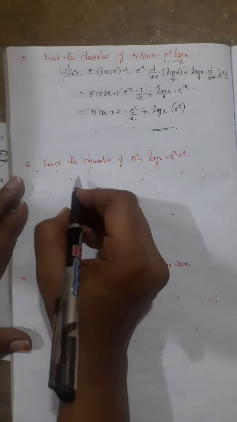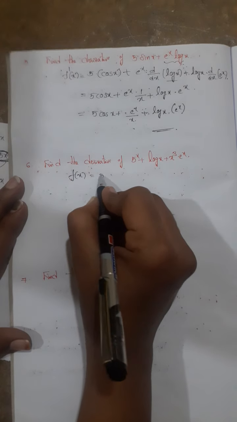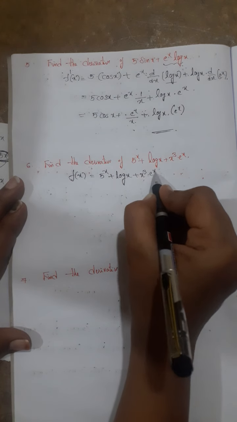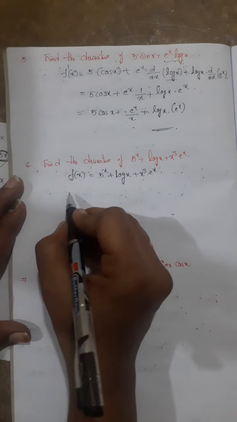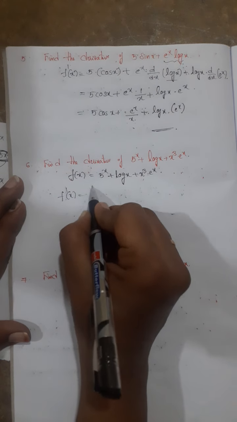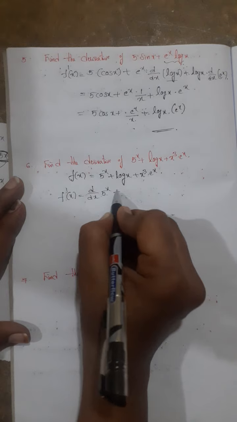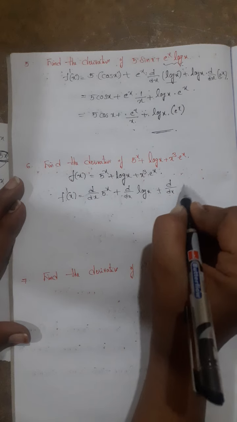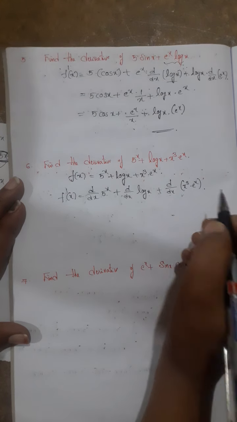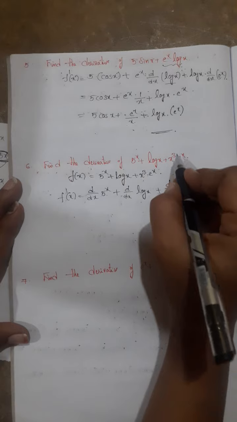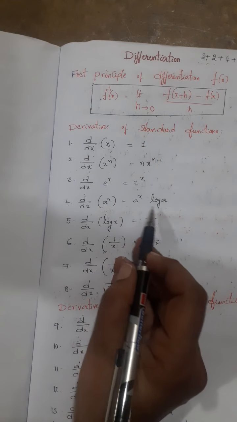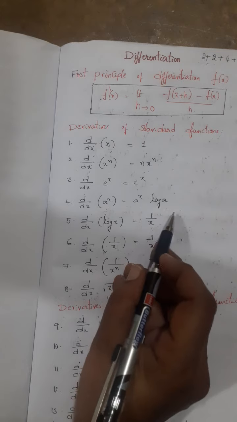See the next question. This is f of x is equal to 5 to the power of x plus log x plus x cube e to the power of x. Okay. Here you take the differentiation, f dash of x is equal to d by dx of 5 to the power of x plus d by dx of log x plus d by dx of x cube e to the power of x. Once you recall the formulas, d by dx of a to the power of x is what? A to the power of x into log a.